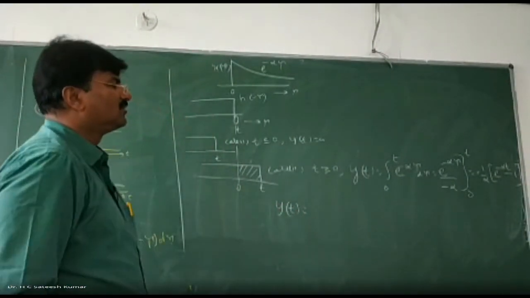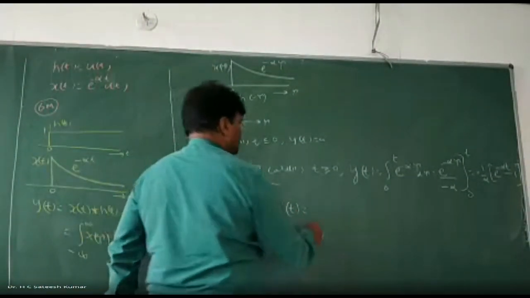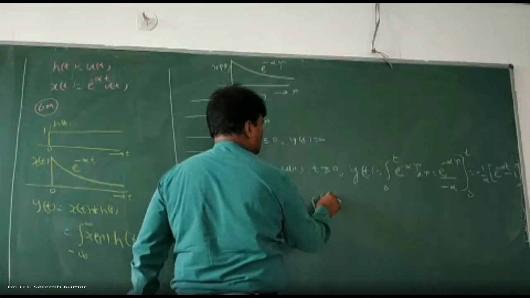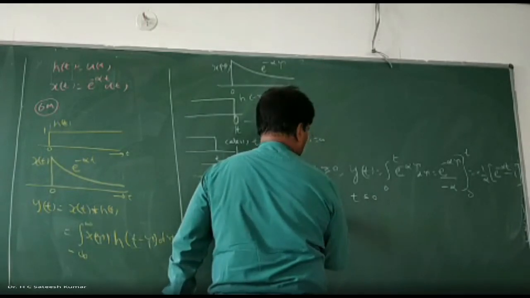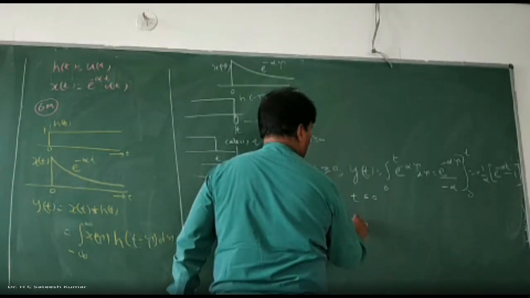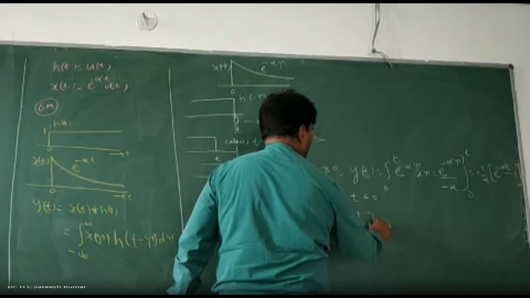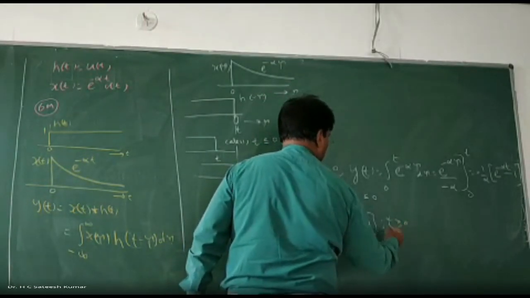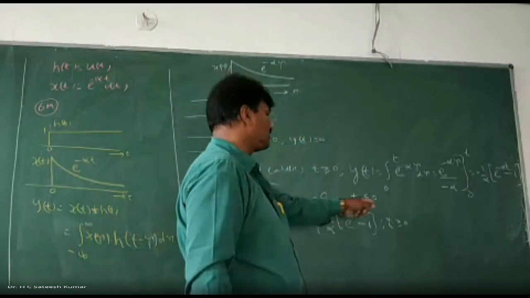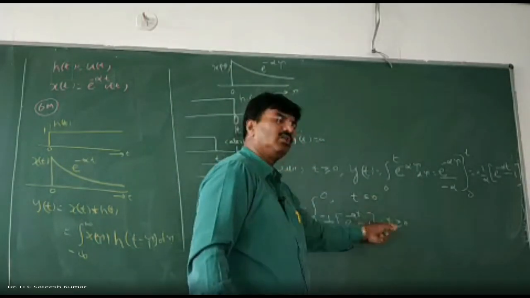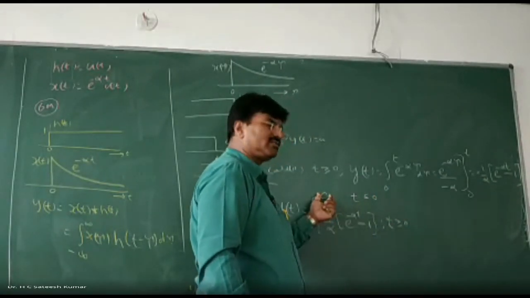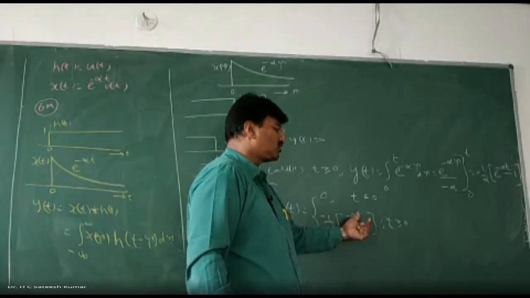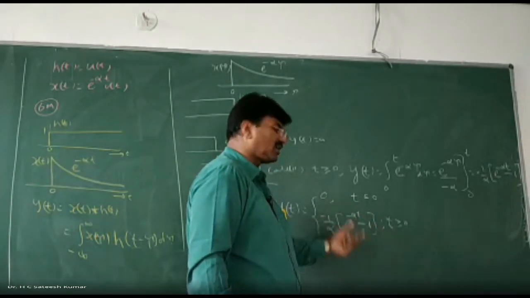You can write it: y of t is equal to 0 for t less than or equal to 0, and is equal to minus 1 by alpha into e to the power of minus alpha t minus 1 for t greater than or equal to 0. Verify the cases, minus infinity to 0, 0 to infinity. When t is equal to 0, e to the power of 0 is 1, 1 minus 1 is 0, and 0 into anything is 0. It is correct.